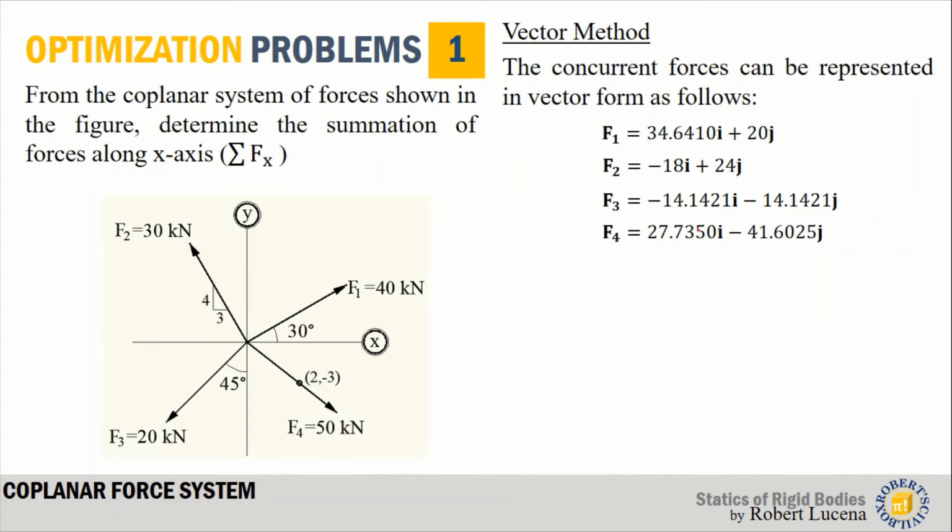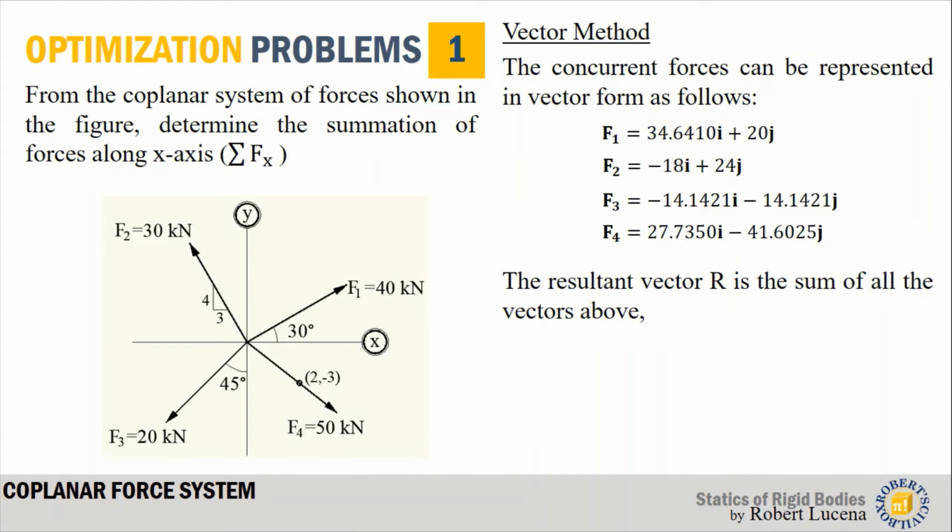So how to represent F3? We have discussed that, and how to represent F4. Now we have four vector representations of F1, F2, F3, and F4. Now we are asked to get the sigma Fx, or the summation of the x components of each force. To get that, the resultant vector is the sum of all the vectors above. How to add vectors is simply adding all the i's and adding all the j's. So adding all these vectors F1, F2, F3, F4 leads to the value of their resultant vector.